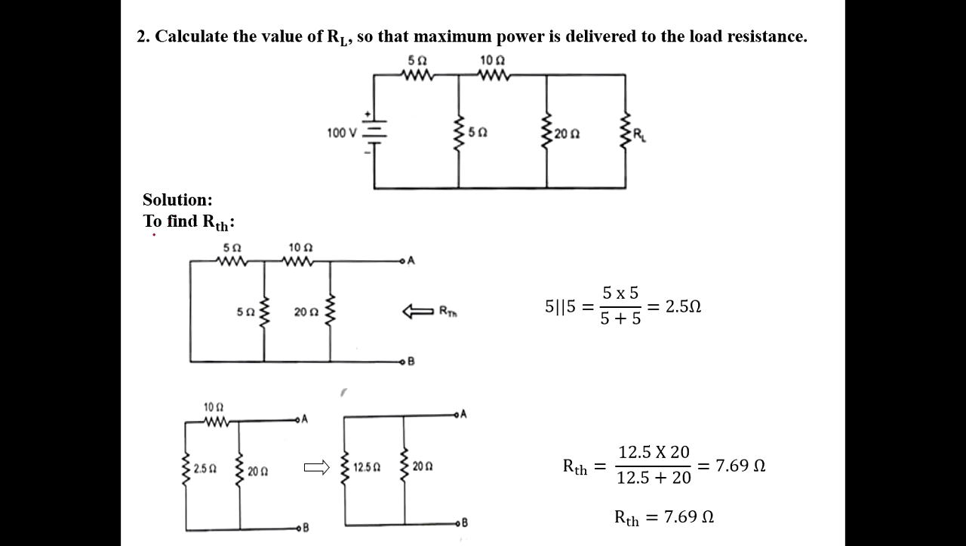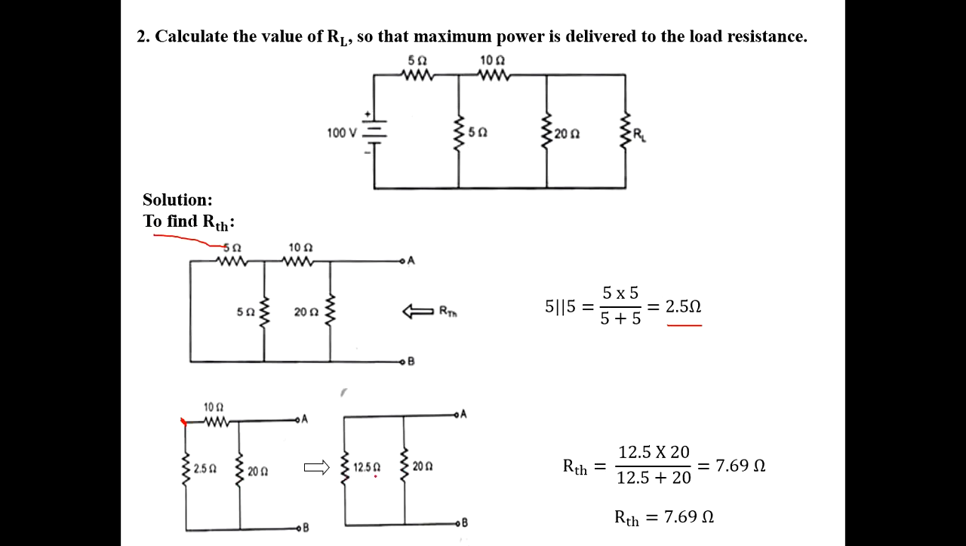Next problem: calculate the value of RL so that maximum power is delivered to the load resistance. First we have to find the RThevenin. To calculate RThevenin, short this voltage source and remove the load resistance. Next these two resistors are connected in parallel: R1 R2 divided by R1 plus R2 which is equal to 2.5 ohm. Next we have to redraw the diagram. 2.5 ohm and 10 ohm. These two resistors are connected in series because they have only one common point. Just add the two resistors: 10 plus 2.5 is equal to 12.5 ohm.